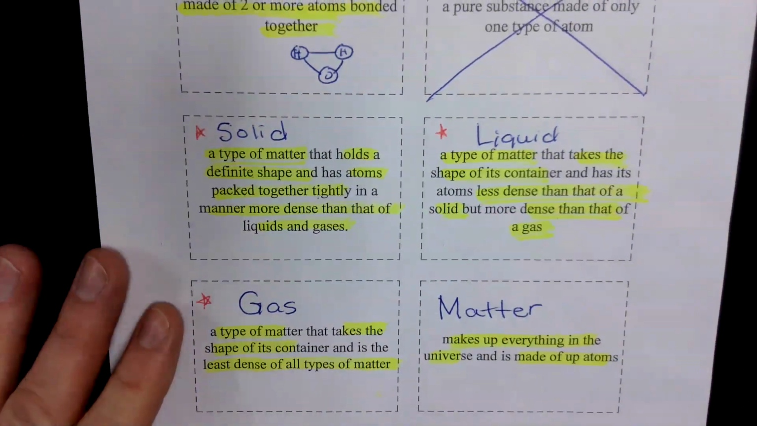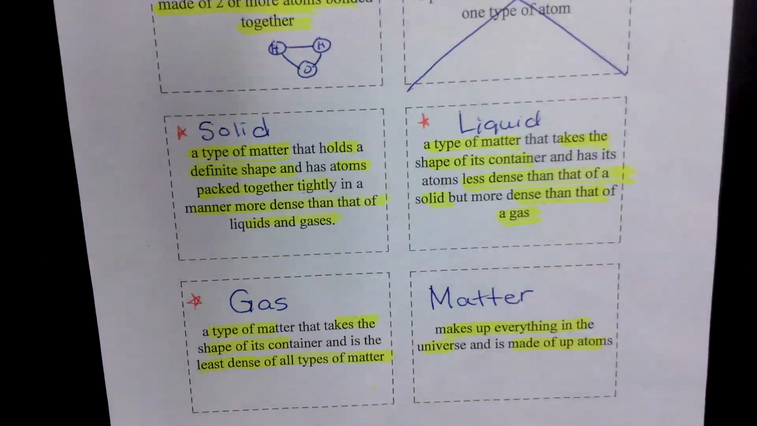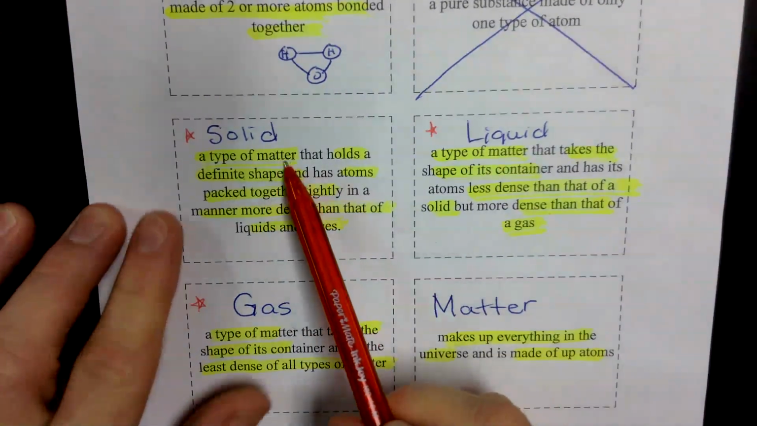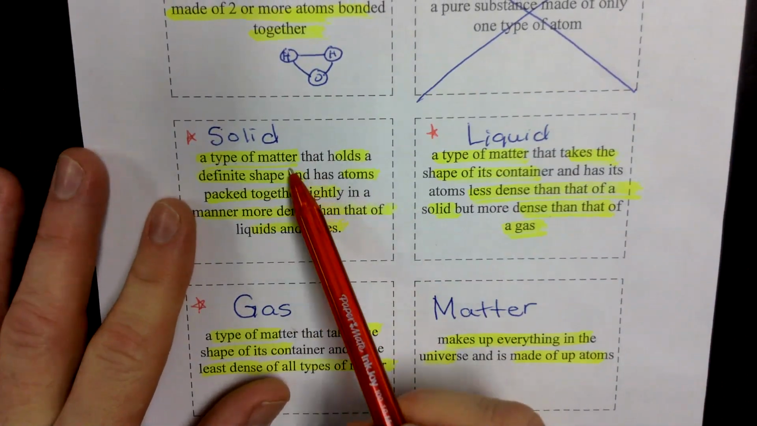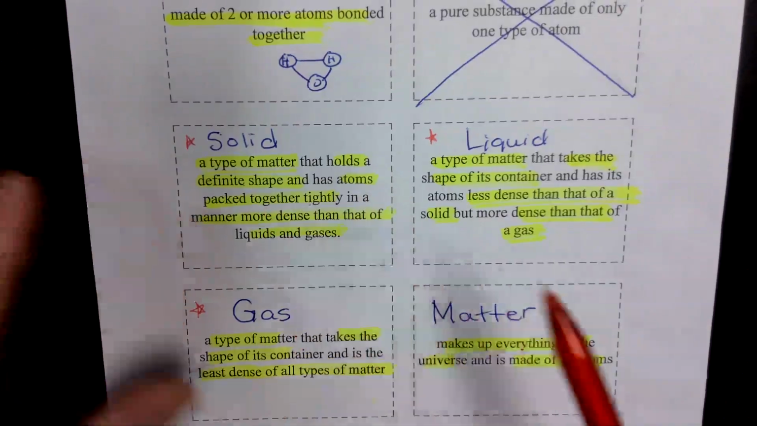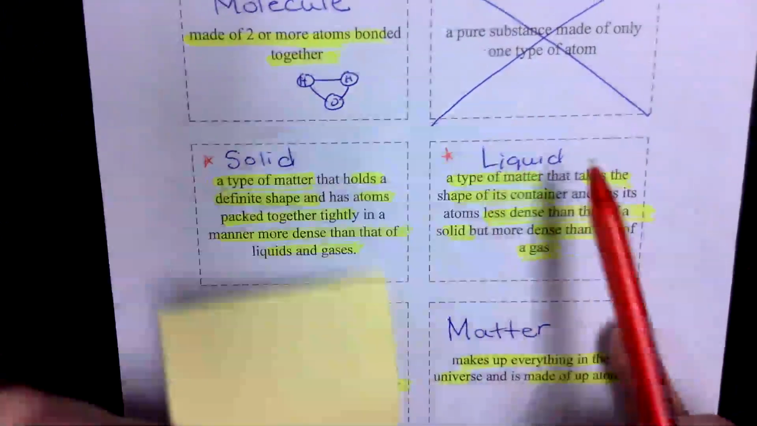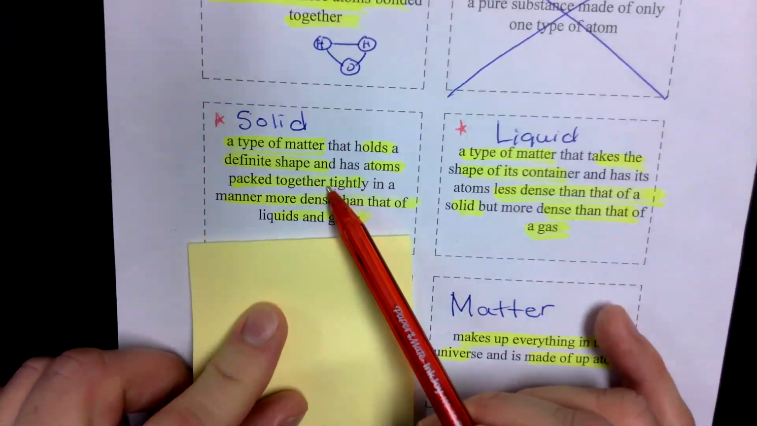Last three, solid, liquid, and gas. When I'm talking about what state of matter something is, I want to know if it's a solid, liquid, or a gas. So solids are a specific type of matter. They hold a definite shape. This has a definite shape, yeah? The atoms are packed together tightly.